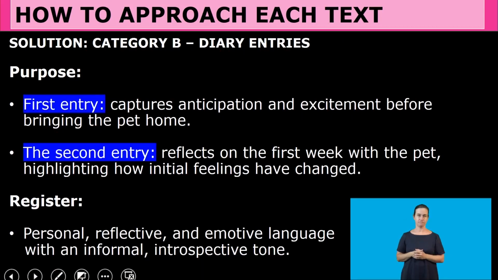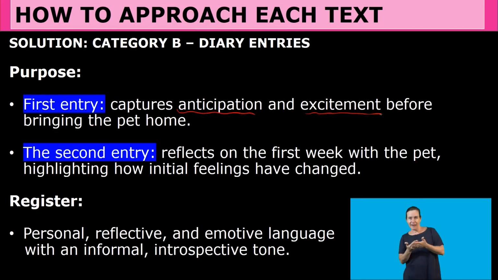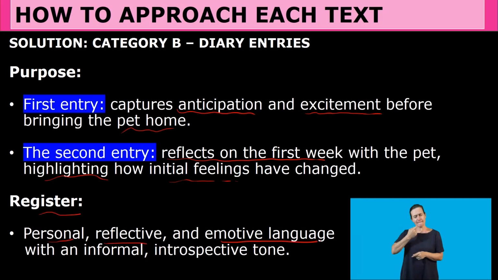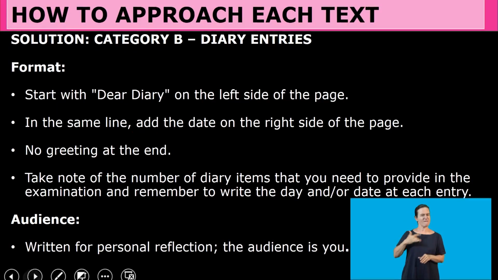The purpose of writing this diary entry: the first entry would have the anticipation and excitement before bringing the pet home. The second entry would reflect on the first week with the pet, highlighting how initial feelings have changed. The register for a diary entry would be personal and reflective, using emotive language with informal and introspective tone.